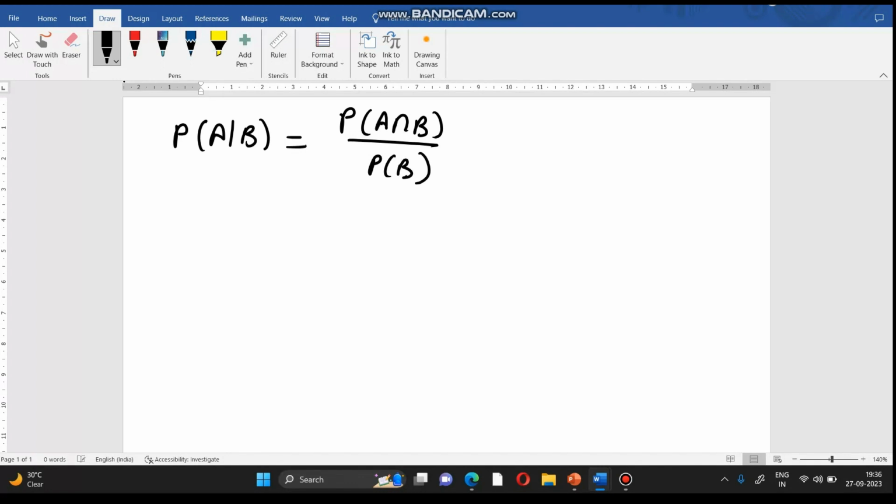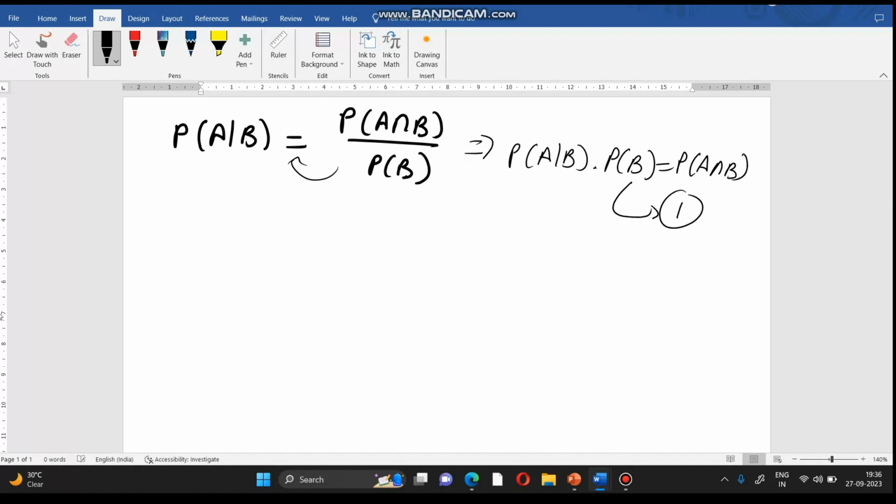That is, the probability of occurrence of A with respect to event B means the probability of occurrence of both the events divided by the probability of B. This equation can further be written as P of A given B into P of B equals P of A intersection B. Let's call this equation number 1.